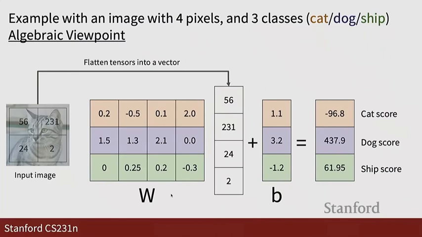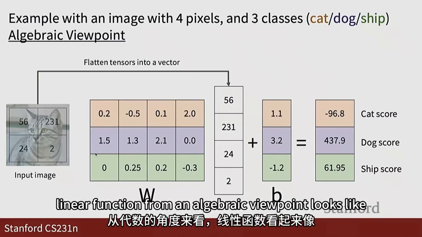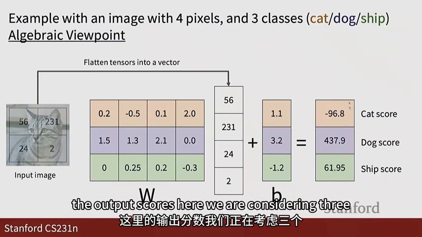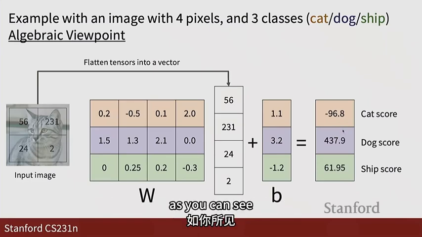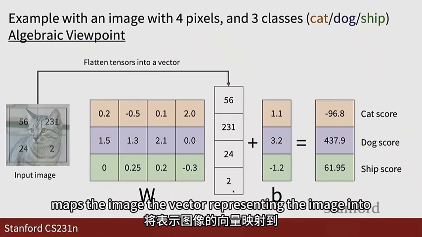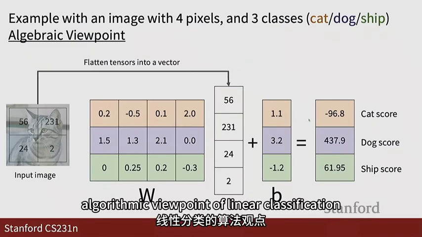So this is what the linear function looks like from an algebraic viewpoint. For the output scores, here we are considering 3 classes: cat, dog, and ship. And as you can see, this function maps the image, the vector representing the image, into those scores. So, the algebraic viewpoint of linear classification.